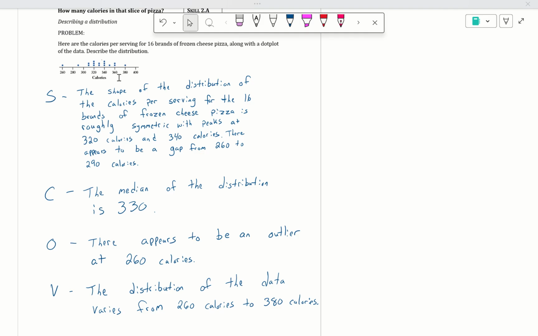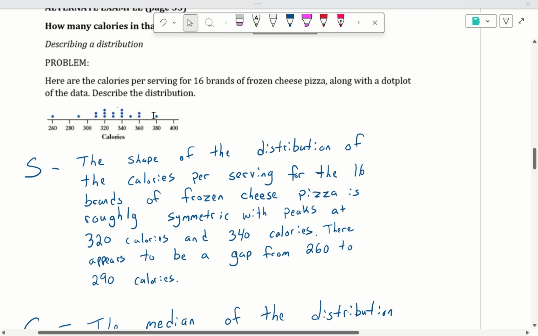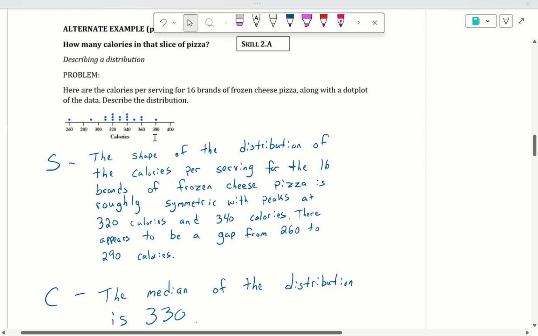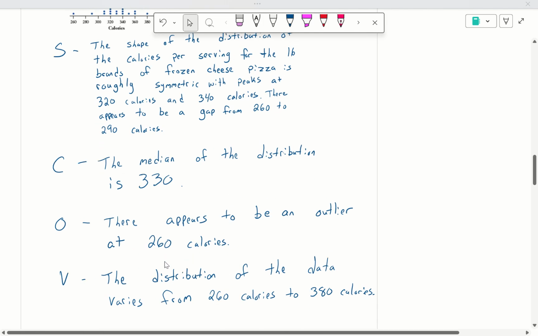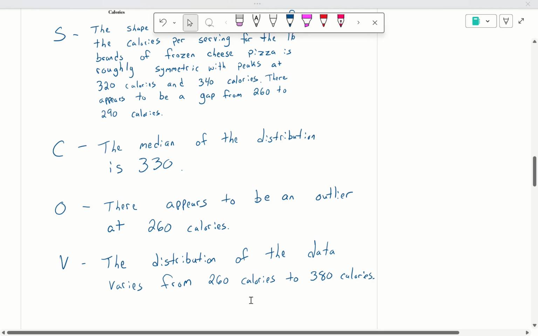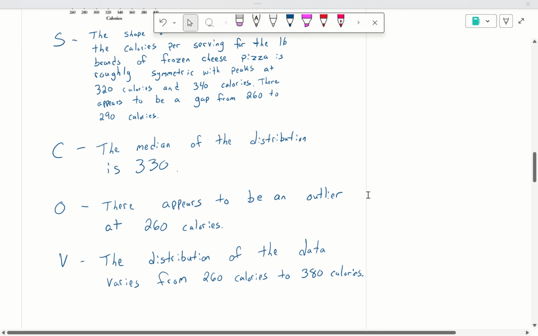Stay away from the word range. Range is a calculation. In this case, it would be the largest value, 380, minus the smallest value, 260. So this distribution has a range of 120. That is a measure of variability, but for the sake of this problem, we're going to say the distribution of the data varies from 260, the lowest value, to 380 calories. Make sure you include those units. There you go.